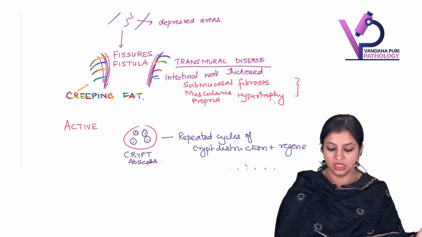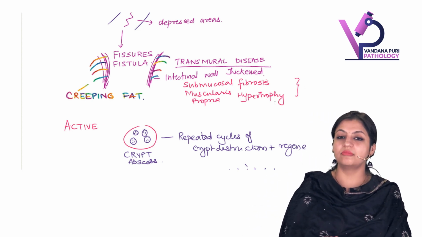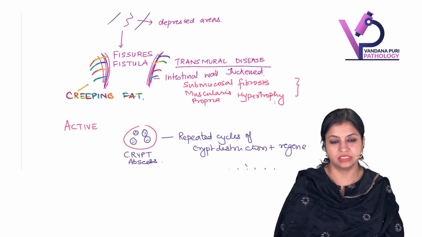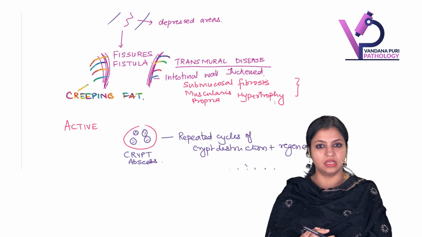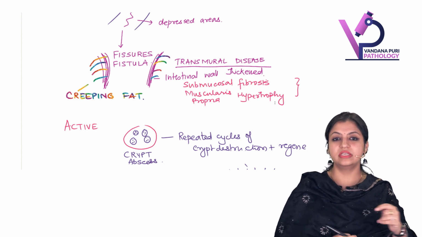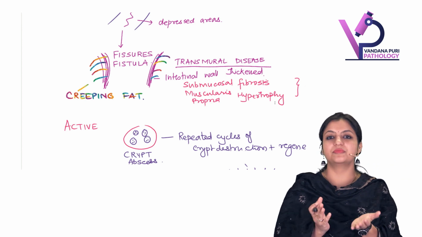and creeping fat. Now once we are clear about this, we should understand, what do you understand by an active Crohn's disease or an active IBD? Whenever I say active disease, it always means that neutrophils have started collecting in the crypts.